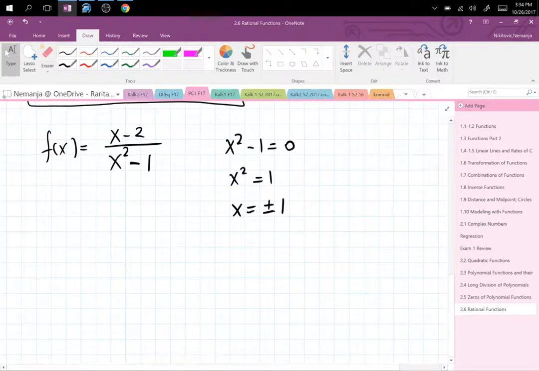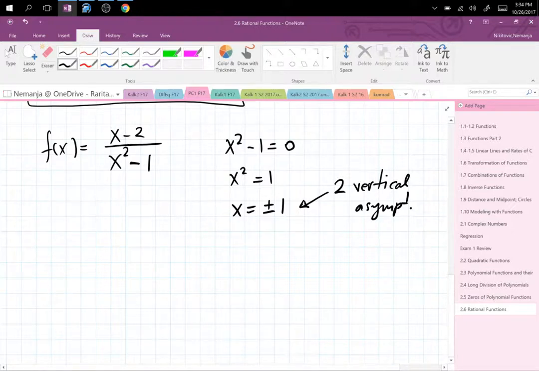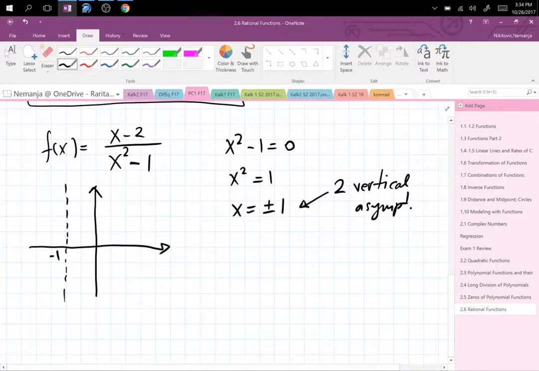This means 2 vertical asymptotes. Two. There's one at positive 1 and one at negative 1. So for this particular function, I would draw a vertical line, dashed like this, at negative 1 and a vertical line at 1. Now I'm not going to fill in the function.